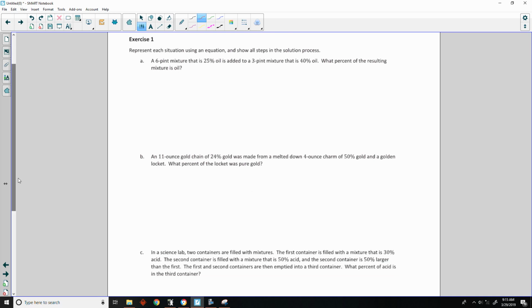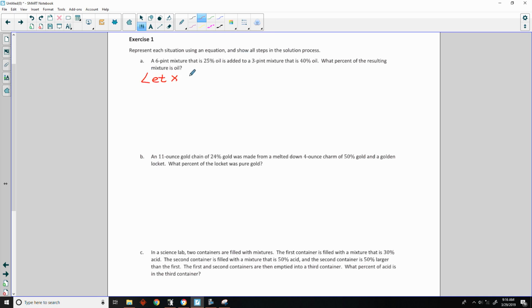Okay, exercise 1. Represent each situation using an equation and show all steps in the solution process. Pause the video, see if you can do these, then come back and see how you did. Okay, here we go. A 6-pint mixture that is 25% oil is added to a 3-pint mixture that's 40% oil. What percent is the resulting mixture of oil?